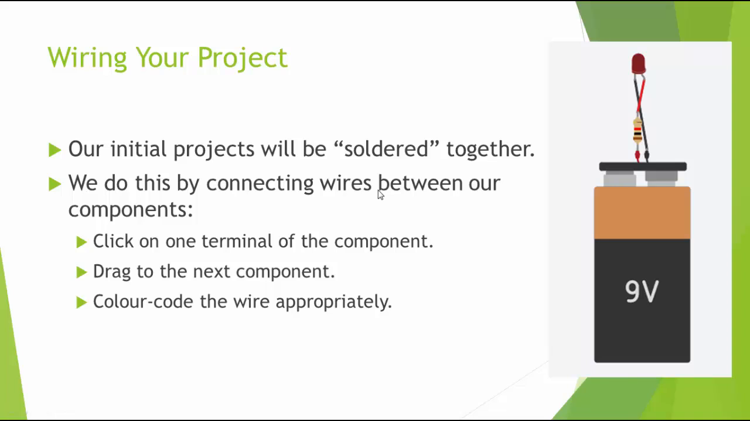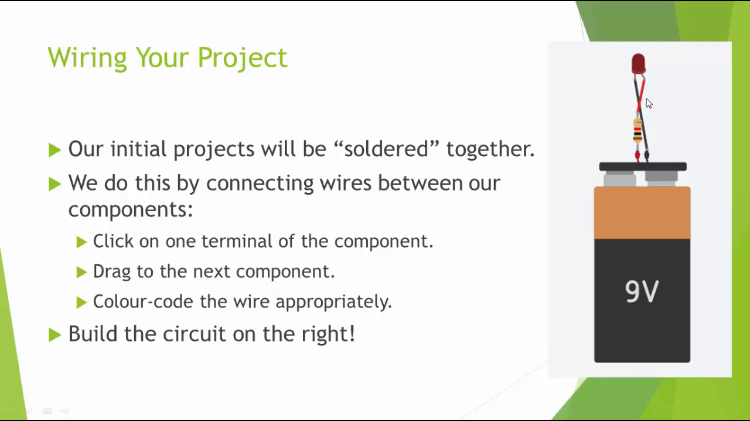So what we'll do is we'll connect wires between our components in the appropriate order. To do this, click on the terminal of a component, drag to the next component, and then the pop-up window will allow you to color code your wire, and you should color code it the way you would in the laboratory so that it's clear what things are doing.